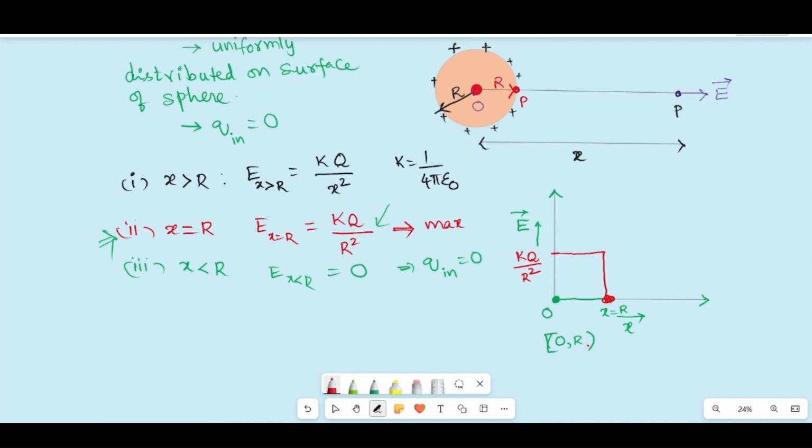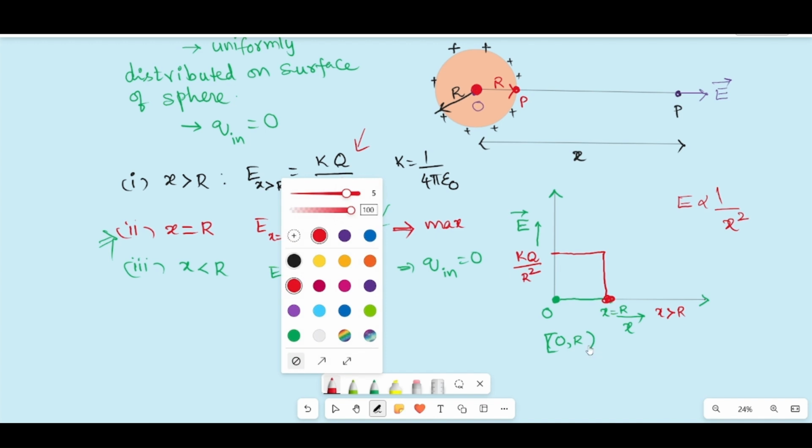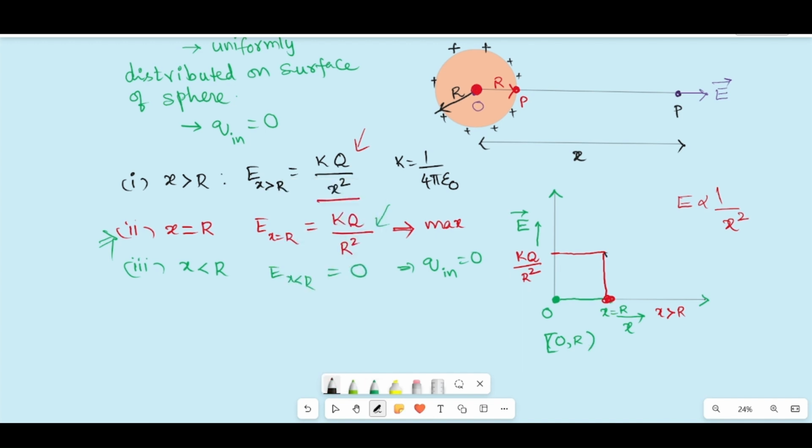And after that, for x greater than r, after crossing the sphere, see how it varies from this equation. Electric field intensity varies inversely proportional to the square of the distance. So the graph follows this path, inversely proportional to distance square. Clear? So in this you can understand how the electric field varies along the axis of a uniformly charged metal or conducting sphere. In the next video we'll see by taking a non-conducting sphere.